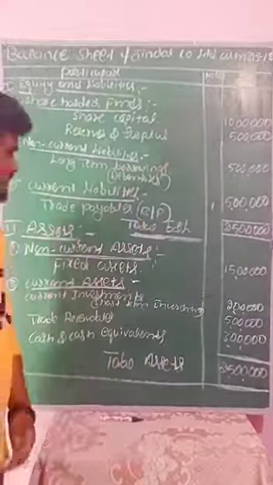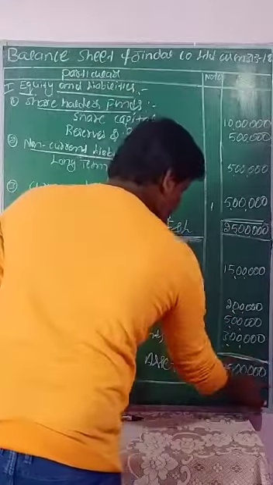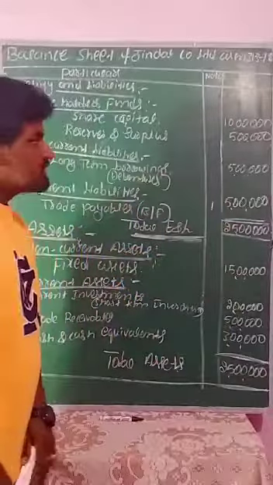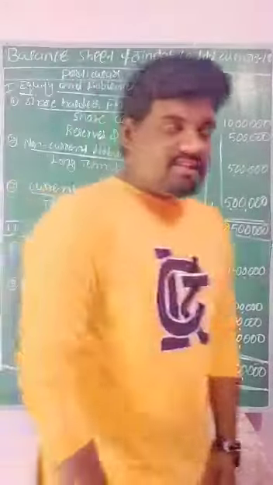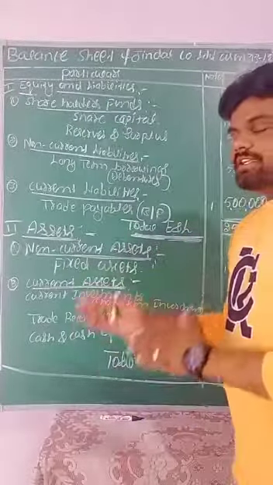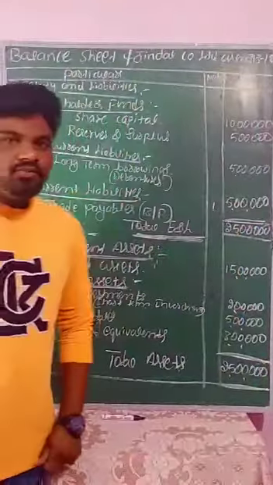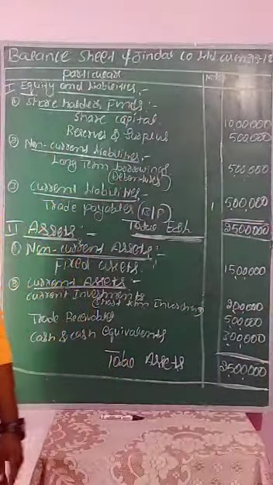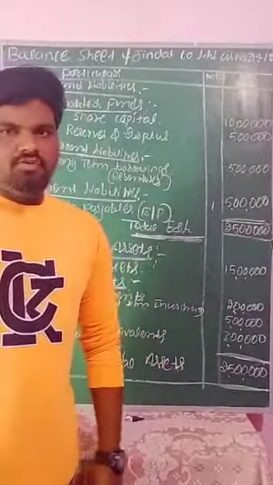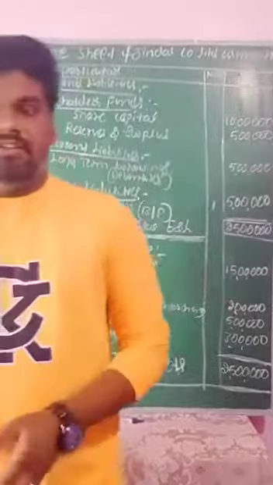One thing you have to observe here: the liabilities are always equal to assets. So here 25 lakhs, 25 lakhs. As per the accounting equation, assets are always equal to liabilities plus capital. So this is the solution to the previous question. In the next session we will discuss some more balance sheet questions related to the financial statements of a company. Thank you, students.